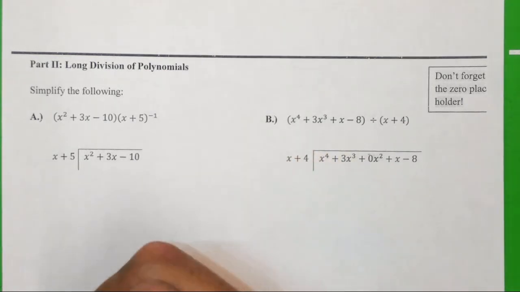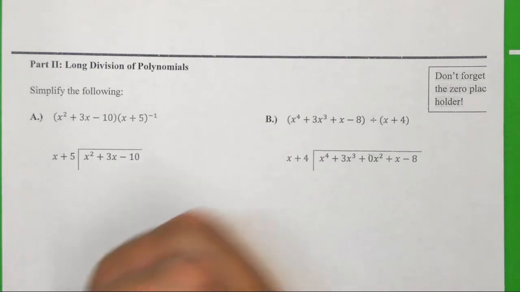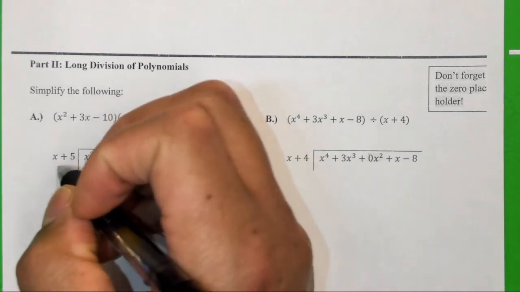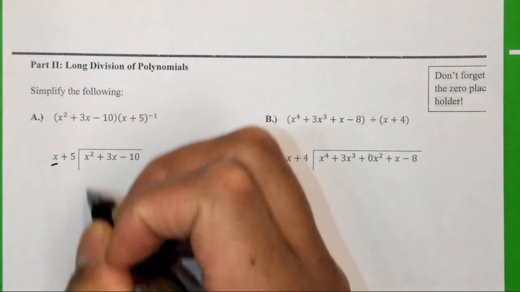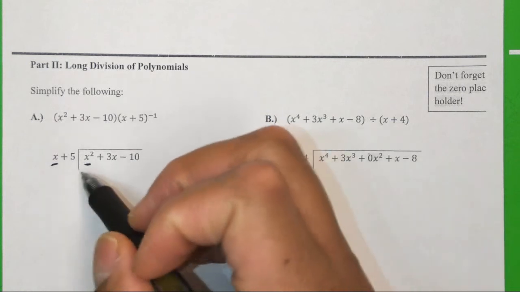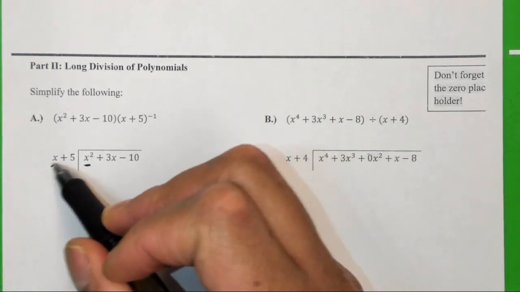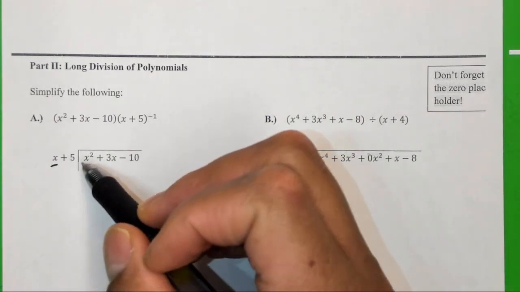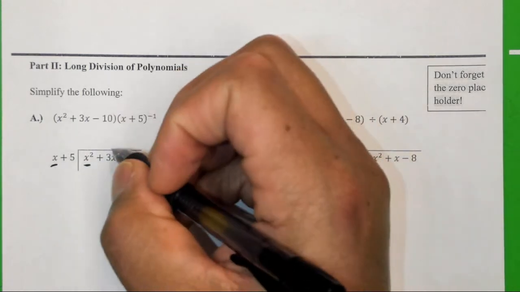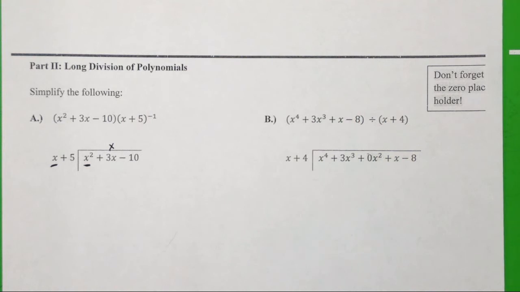And just like we did with regular long division, we're going to ask ourselves, how many times does this first number, in this case x, go into this first number, in this case x squared? And a really simple way to think about this is to actually work backwards. If you can't look at this and go, x times what is x squared? Look backwards. X squared divided by x is x. Okay, that's what goes there.